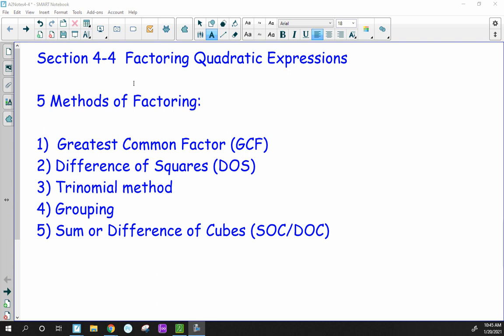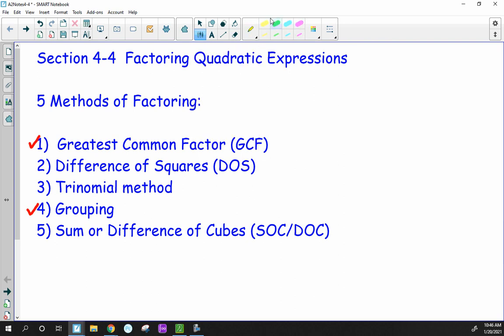Algebra 2. Today we're going to look at a couple other methods for factoring. So far in this unit, we have already practiced the greatest common factor method, GCF, and we have done grouping. Those are the two that we were just tested on.